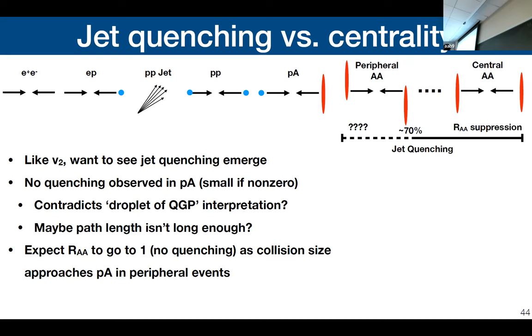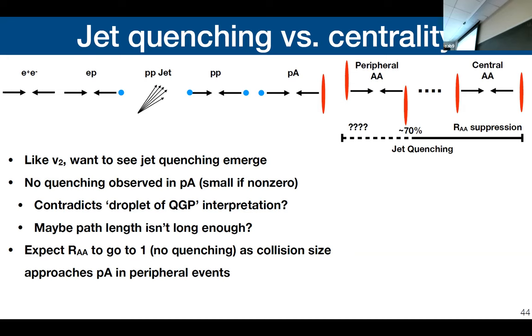We want to see if at a certain point quenching goes away because we don't produce a Quark-Gluon plasma, for example, or maybe just the path length that the jets go through is not long enough to produce a measurable effect. So we've actually seen that there's this suppression all the way up to around 70% events, which are, remember, larger percentages, more glancing collisions. But actually, it becomes uncertain after the 70% mark.